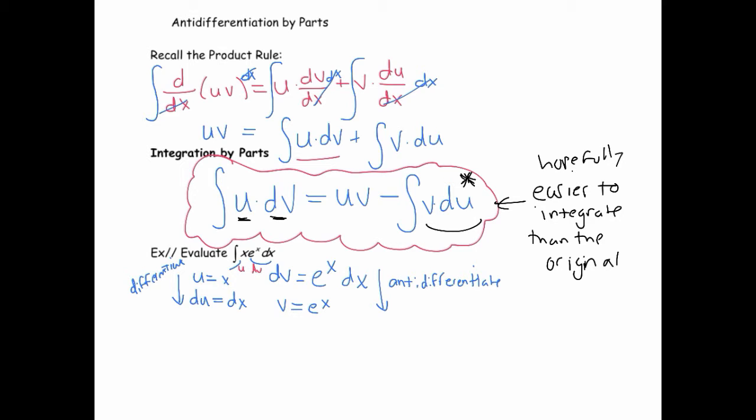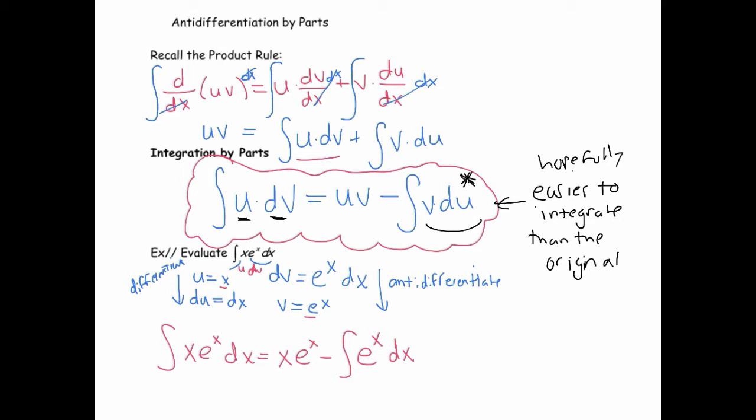So according to my formula up there, that's equal to uv. So this is this whole integral. So x e to the x dx is equal to uv. So that's x times e to the x minus the integral of v du, it says up here. So that's v, which is e to the x, and du is just dx.